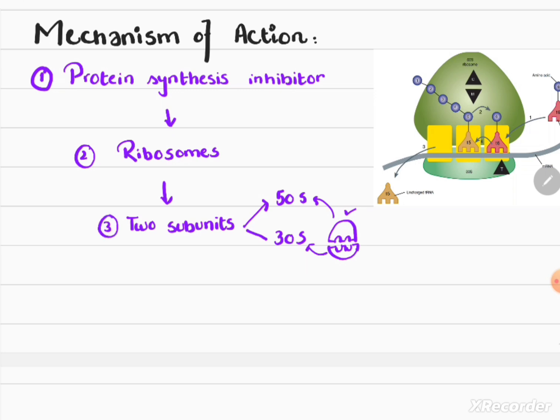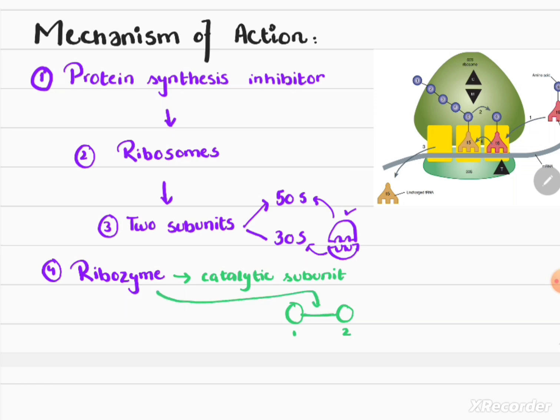Now, the fourth thing we need to remember is that this 50S subunit has an enzyme called ribozyme, because this is an enzyme that is present on the ribosome. This ribozyme has a catalytic activity, and it is the catalytic unit of the 50S subunit. What it does is form a peptide bond between two amino acids. Let's say this is amino acid number 1, this is number 2. The ribozyme forms a peptide bond between these two amino acids, and that is why it is called peptidyl transferase.